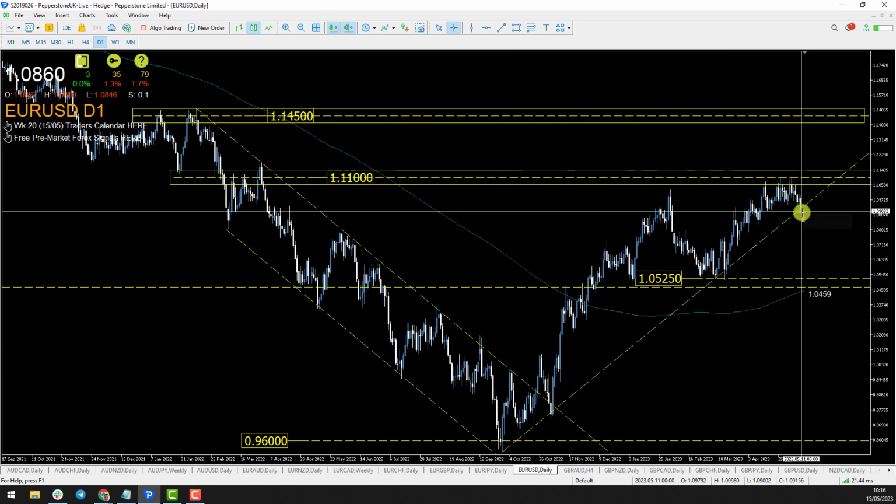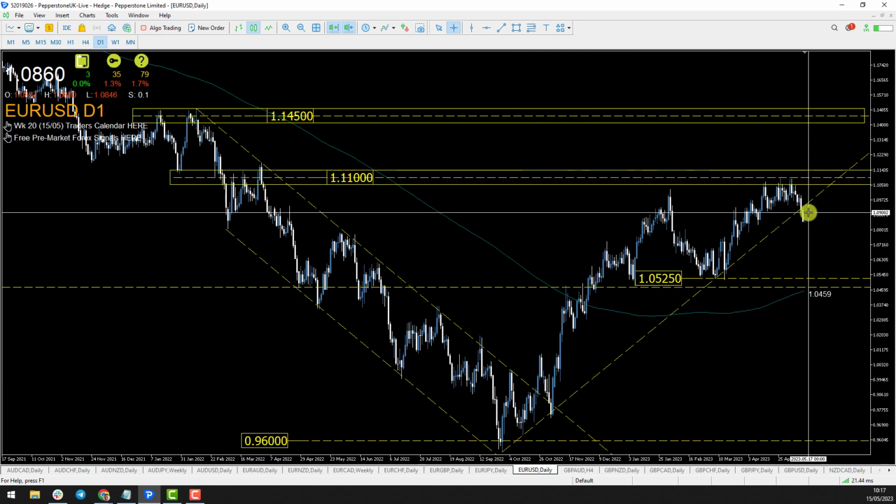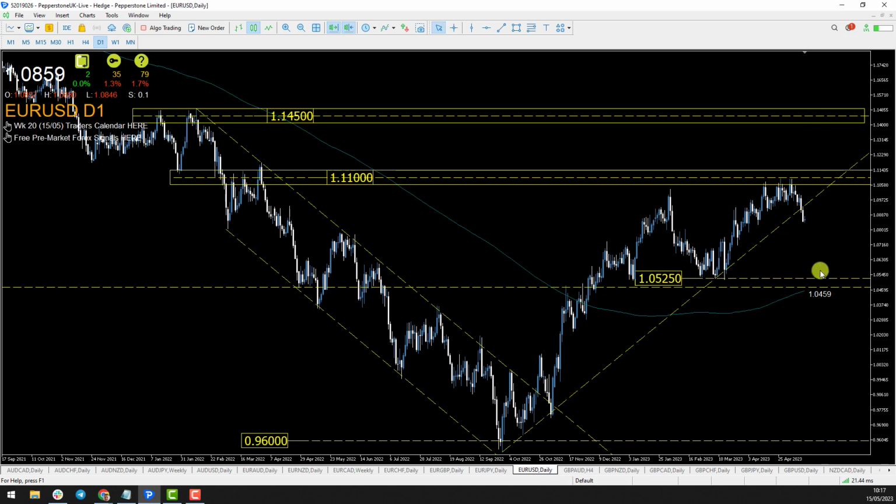We can see that price is trading through that now, so this could be a potential move back down towards these lows here at the 52.50. So looking to see if we can trade lower here.